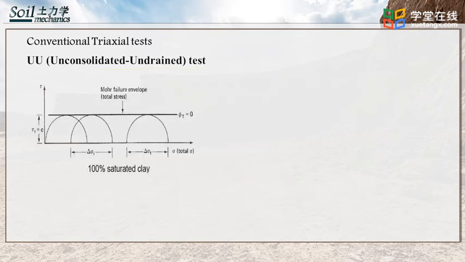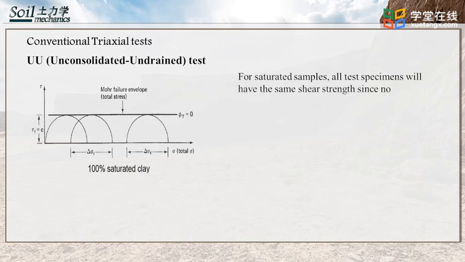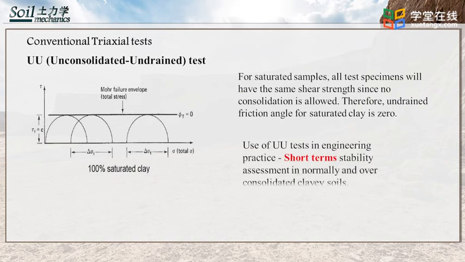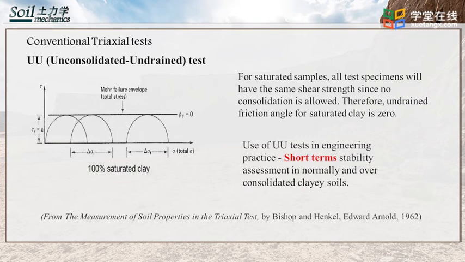This figure shows a Mohr-Coulomb failure envelope for saturated clay under the total stress condition. All tested specimens have the same shear strength since no consolidation is allowed. Therefore, the undrained friction angle for saturated clay is 0. The UU triaxial test can be used to evaluate the short-term stability in normally and over-consolidated clays.